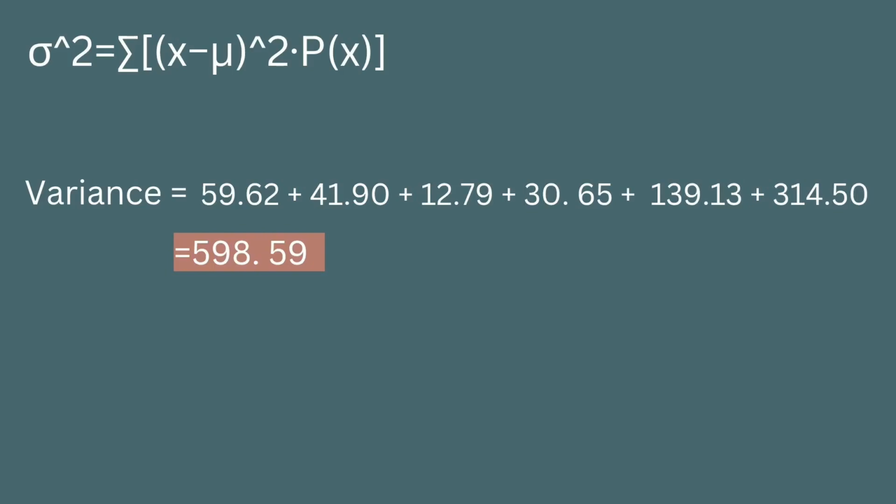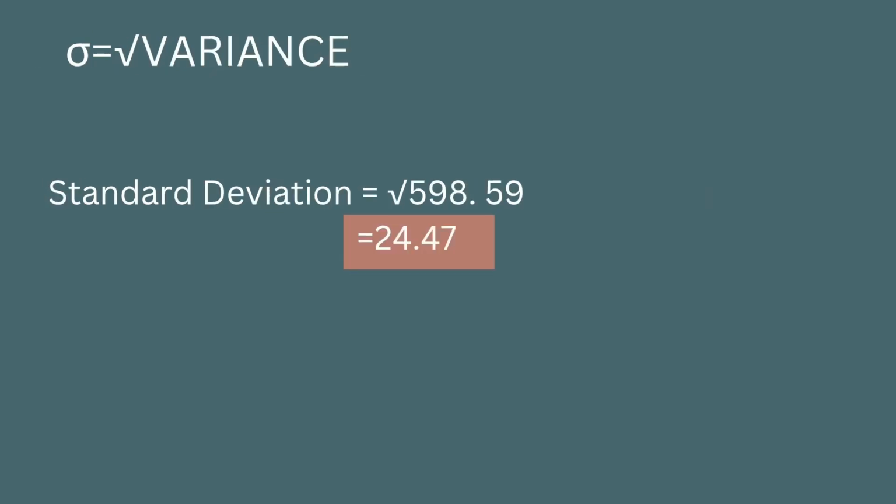From this point, we can easily identify our standard deviation. We will just get the square root of the variance. So the formula for standard deviation is sigma is equal to the square root of variance. So we will just get the square root of our answer earlier, which is the square root of 598.59, which is 24.37. So finally, we got the standard deviation of this equation.